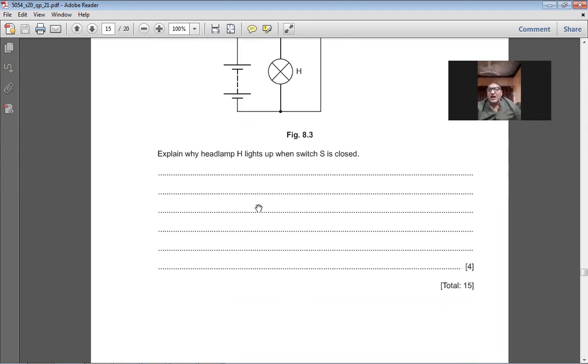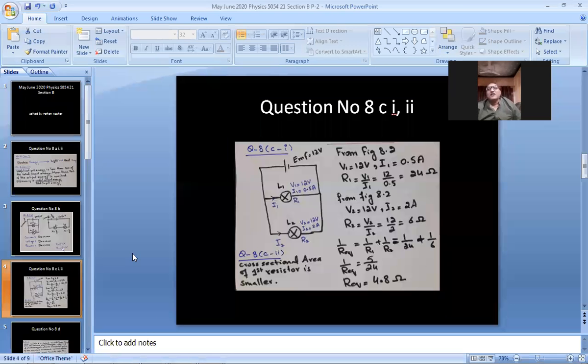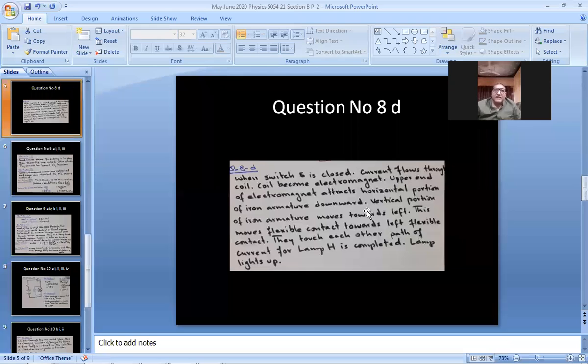It is a 4-mark question. It says explain why the headlamp H lights up when the switch S is closed. I have written this answer. Let me show you my answer, and then we will also check the markings.